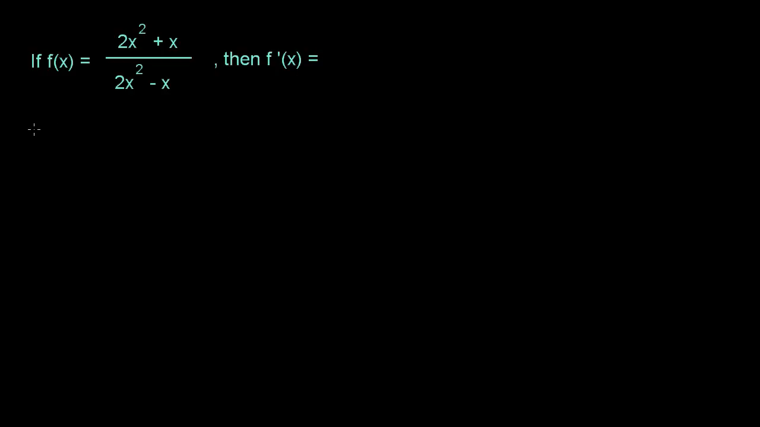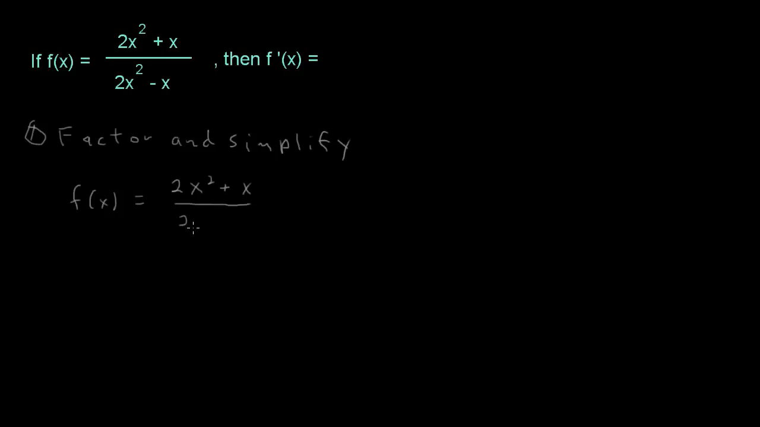The first step, step number 1, is factor and simplify. Now sometimes, and maybe even more often, you won't be able to factor, but we can in this case, so that's the first thing you should look for. So let's write down our function again. F of x is equal to 2x squared plus x divided by 2x squared minus x. And can we factor this?